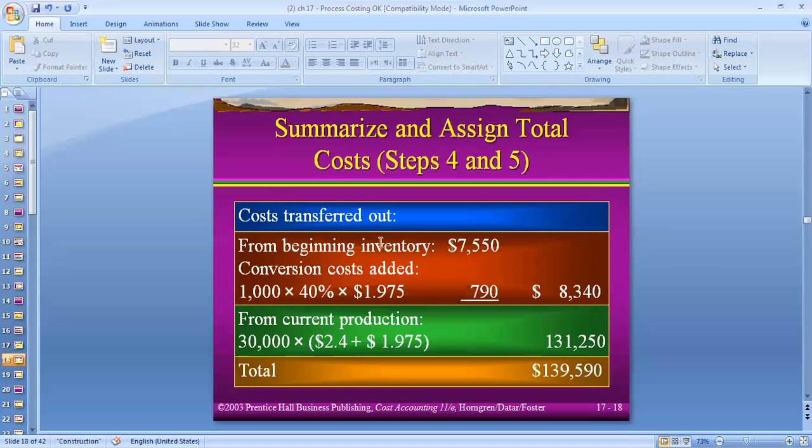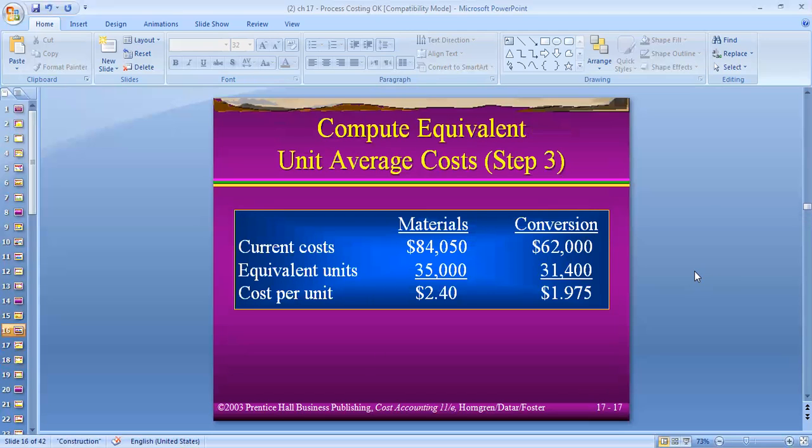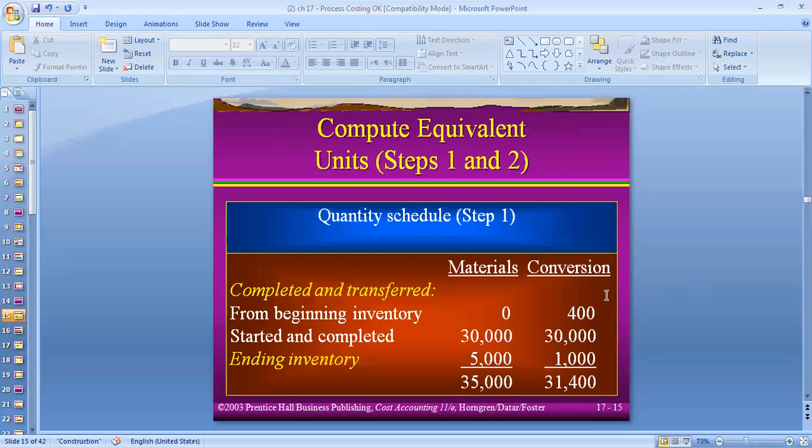So now, from beginning inventory, this is the cost, 7,550. Shall we add any material cost for it? No, because it was 100% completed. So we need no cost regarding material, zero cost. But conversion cost, it was completed 60%, so we need 40% only. That is 1,000 times 40%, that is the 400 we got here. 400, zero for material, 400 for conversion.